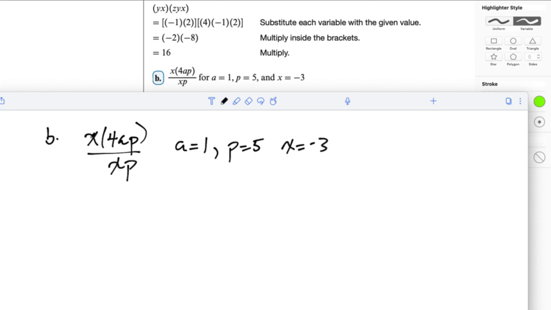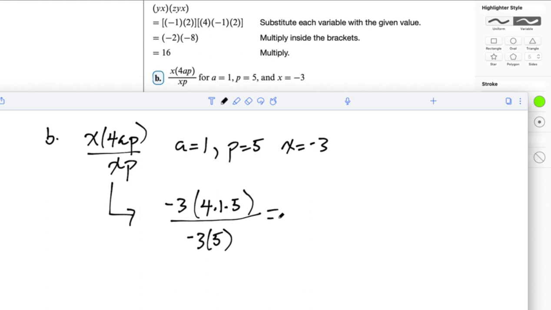Since I see the x here and the x here and the p here and the p here, I almost think that they're irrelevant, but let's go ahead and play out and see how it works out. So x, let's go ahead and substitute negative 3 in for x. 4 times a, which is 1, times p, which is 5. So that's the numerator. The denominator is going to be negative 3 times p, which is 5.